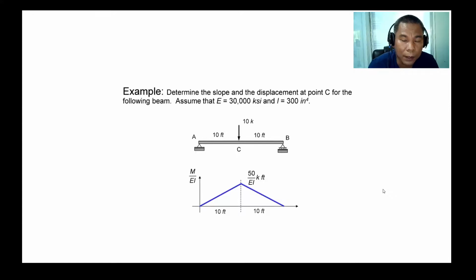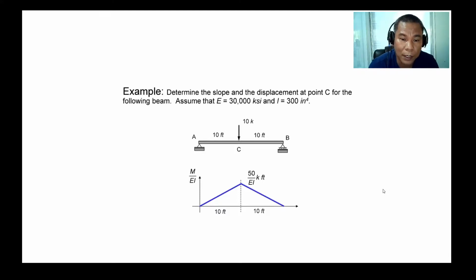Remember that one. Then after determining the M over EI diagram of the whole beam, we now need to convert the real beam to the conjugate beam. Take note that the length of the real beam is the same as the length of the conjugate beam, except for the supports.